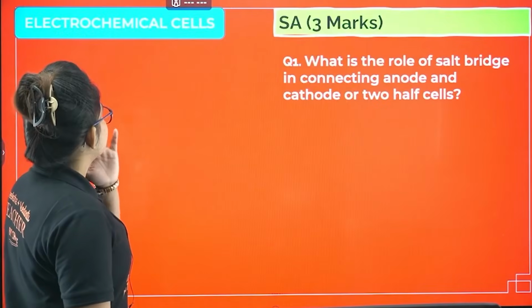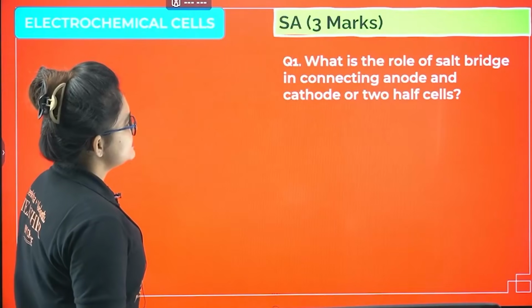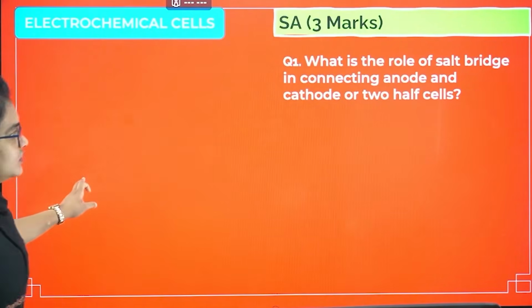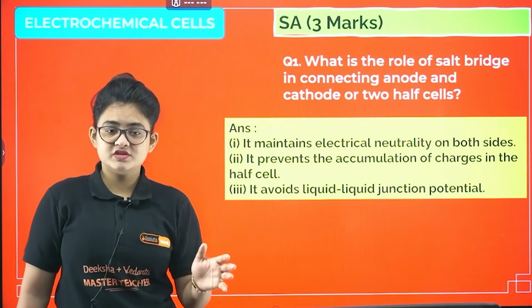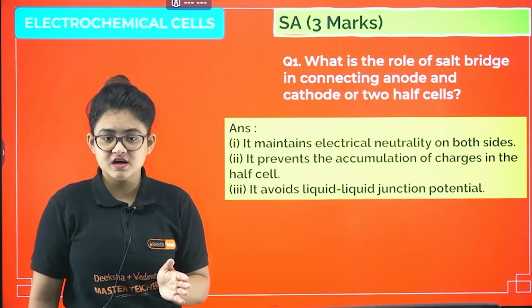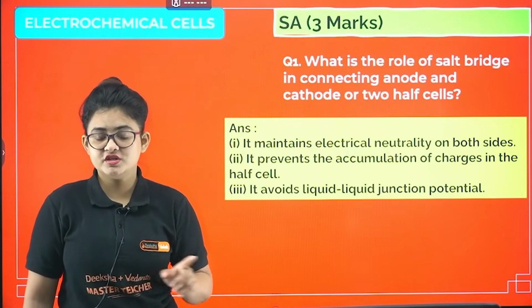Okay, it is from the electrochemical cell. 3-marker question. What is the role of salt bridge in connecting anode and cathode or two half cells? So first, it maintains the electrical neutrality on both the sides, it prevents the accumulation of charges in the half cell, and it prevents the liquid-liquid junction potential formation.